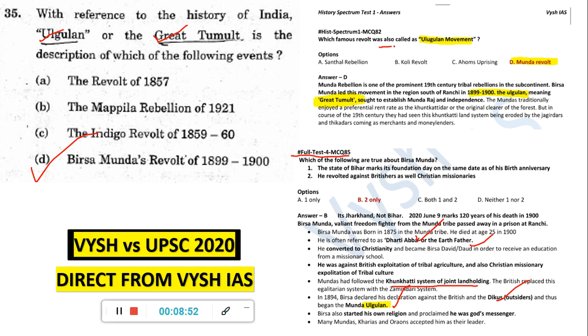Okay, now again, which famous revolt was also called the Ulugulan movement? This is the direct question which UPSC asked, from the Vision IAS test series, which is picked up from Spectrum only. So we are not inventing any question, we are just following standard textbooks. Here, if you see, the Munda rebellion is one of the prominent 19th century tribal rebellions, and the timeline is given here, and Great Tumult is also mentioned here. So these two terms are directly picked up from the Spectrum textbook.